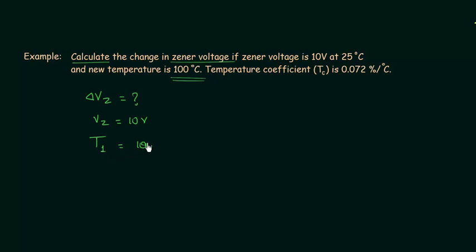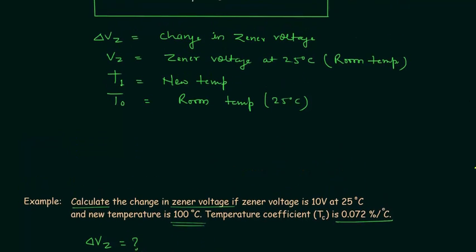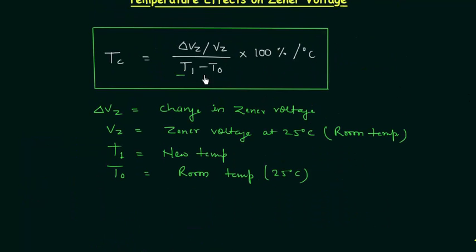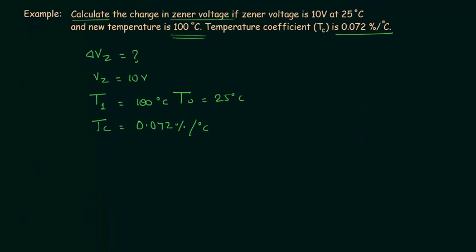And the temperature coefficient Tc is equal to 0.072% per degree Celsius. T0 is equal to 25 degrees Celsius, and there is no need to convert these temperatures to Kelvin because we have to calculate the difference between the two temperatures, and the difference remains the same.